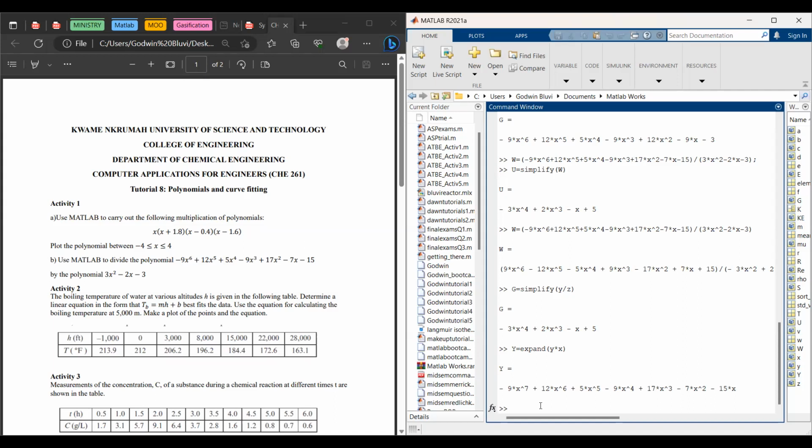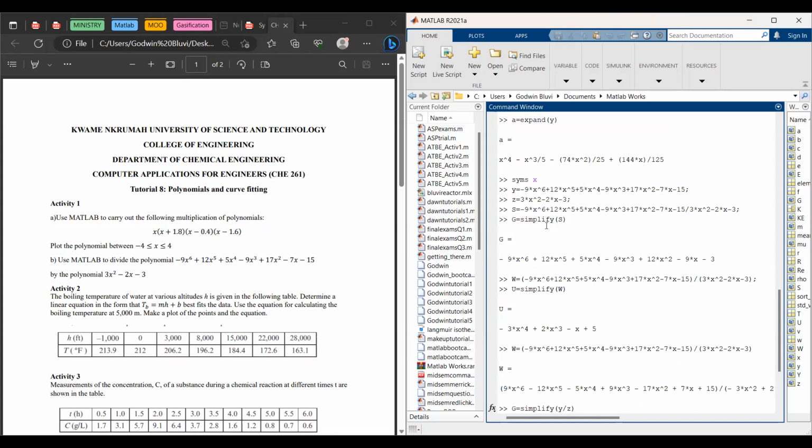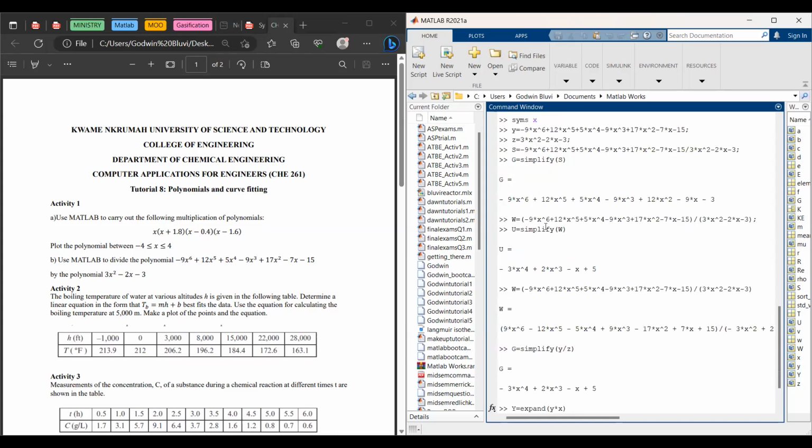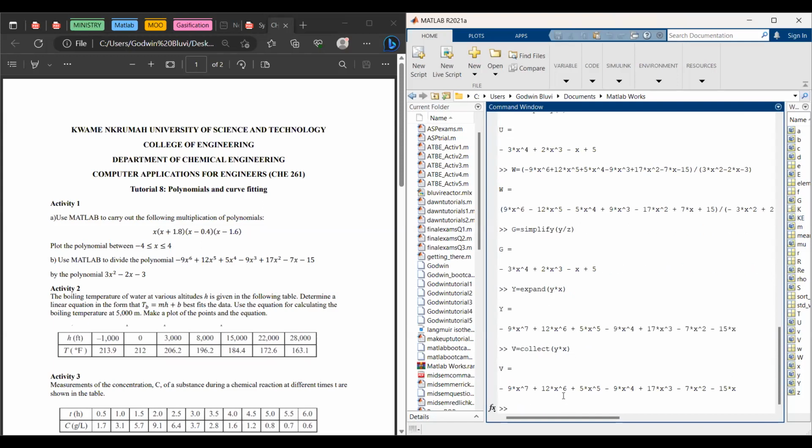Am I sure I had the right expression? I don't think this is right. Because this expand, this answer there. Hold on. Let me do V is equal to collect open brackets Y star X and see if I get the same answer. Okay. Then maybe I'm the one overthinking.